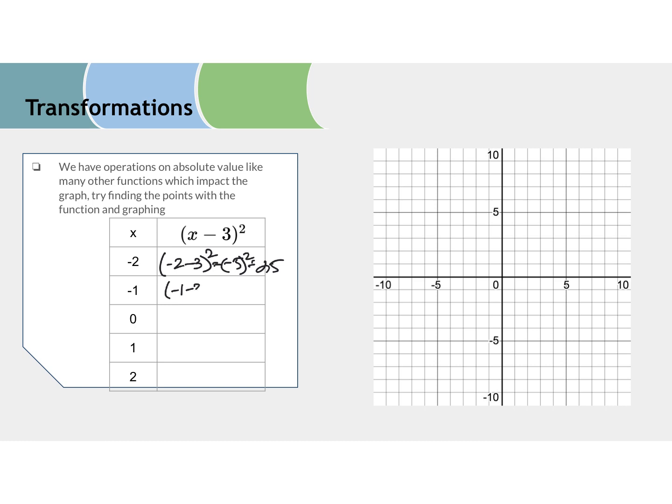Let's do -1 minus 3 squared. That gets me -4 squared, which gets me 16. Still going to be tough to graph. Let's plug in 0. -3 squared would be 9. Let's plug in 1. That would be -2 squared, I'm sorry, which would be 4. And if I plug in 2, I get -1 squared, which is 1.